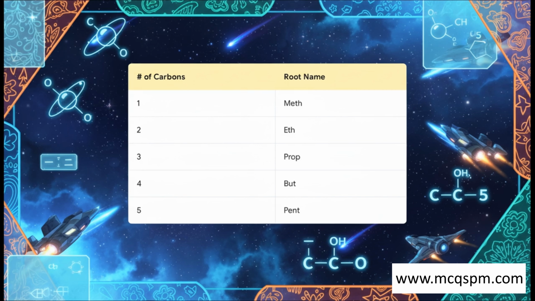This is really just a bit of vocabulary. 1 carbon gets the root meth, 2 carbons eth, 3 is prop, 4 is but, 5 is pent, and so on. This part is just about counting carbons.